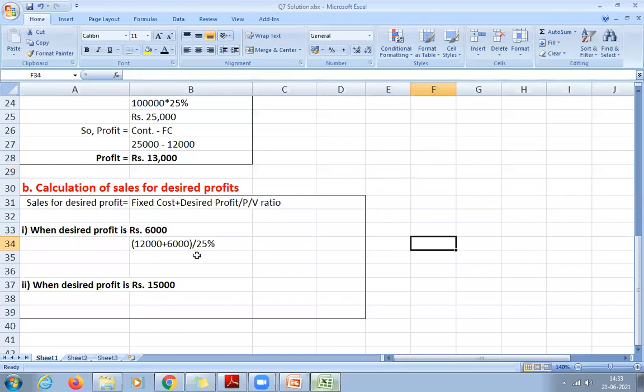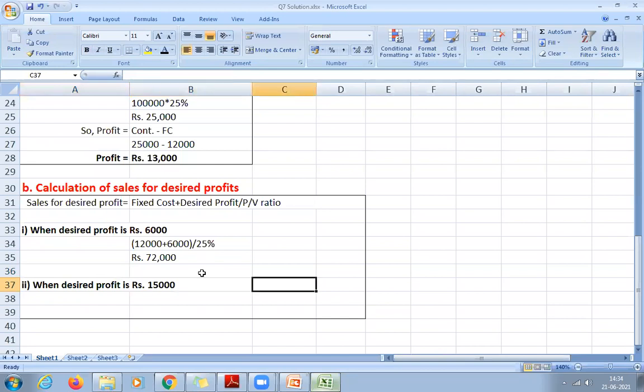72,000. That means they need to sell 72,000, they need to have sales worth 72,000. Then they can get 6,000 profit. The numbers look very small just to help you understand the concept. You can add any number of value, crores or billions of rupees. So try to understand the concept.